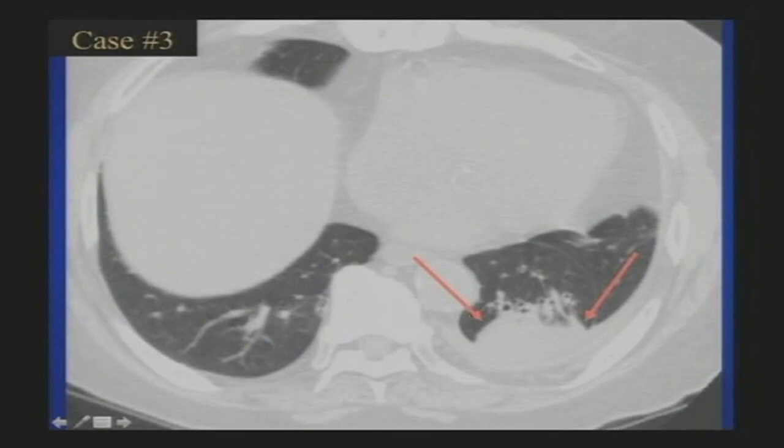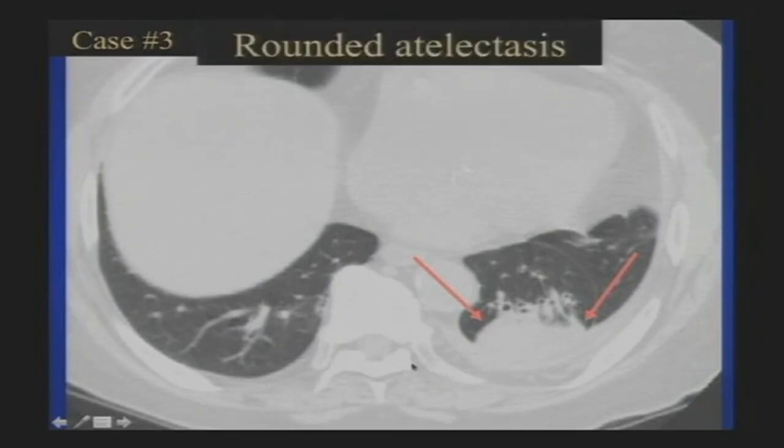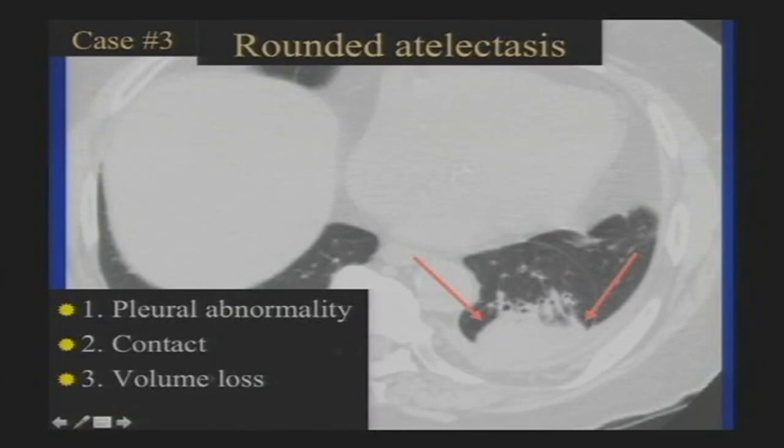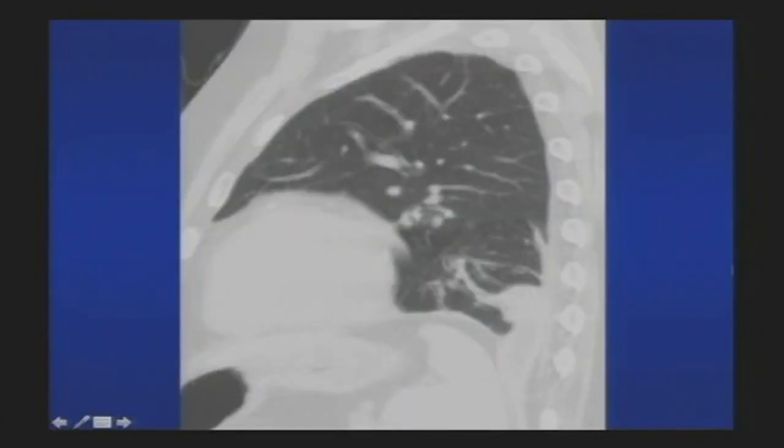Here's a mass associated with the pleural abnormality, and we see several findings of rounded atelectasis. This is classic rounded atelectasis. We have a pleural abnormality. We have contact with the pleura between the abnormality and the pleura. We have volume loss manifested mainly by displacement of the fissure posteriorly, and we have this swirling of vessels. If you see all 4 features, you can be pretty comfortable that this is rounded atelectasis and no further follow-up is required. Here it is in the sagittal view. You can see this nice swirling of vessels.